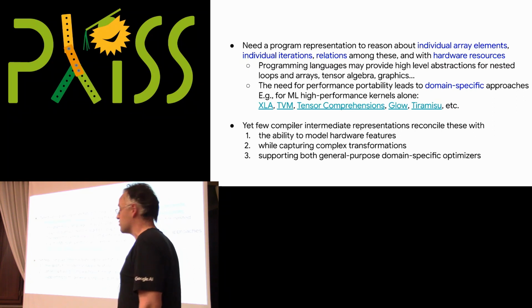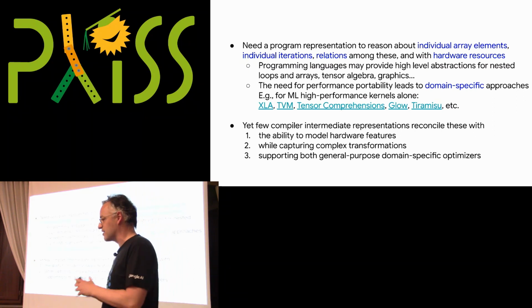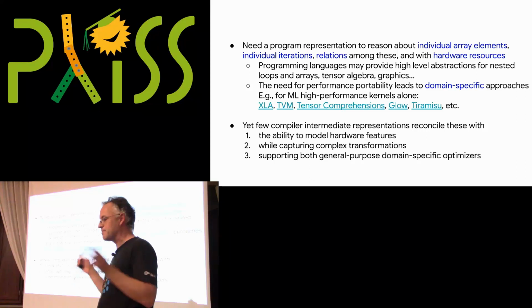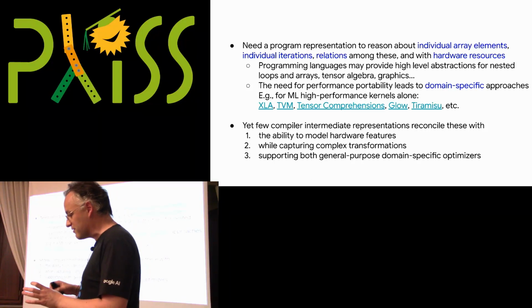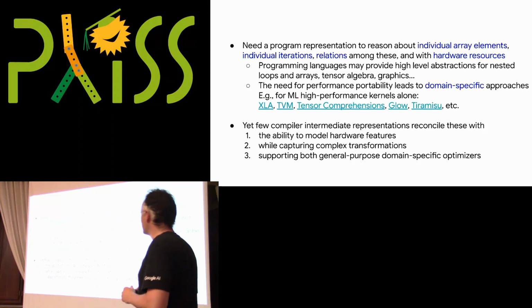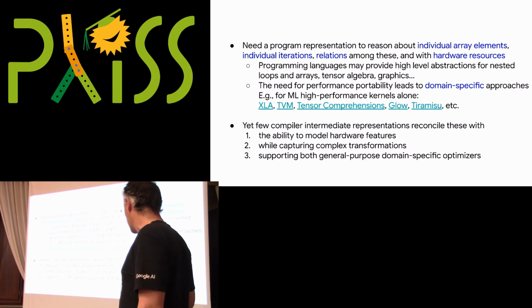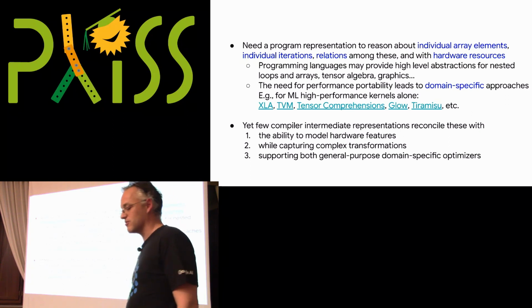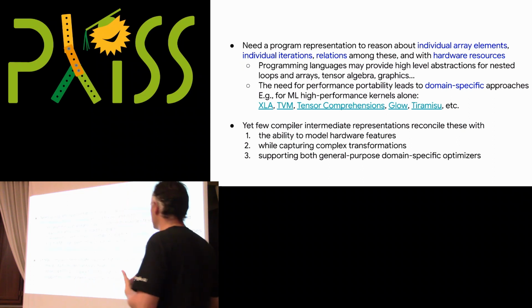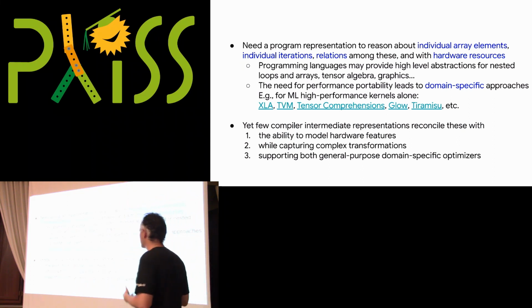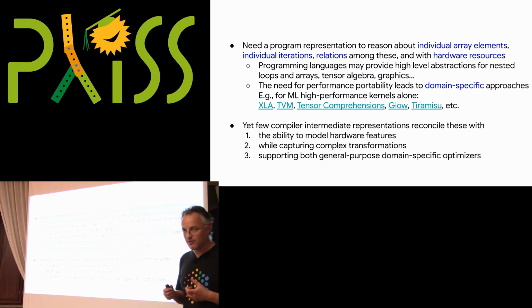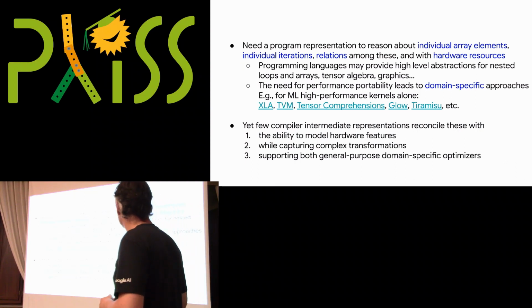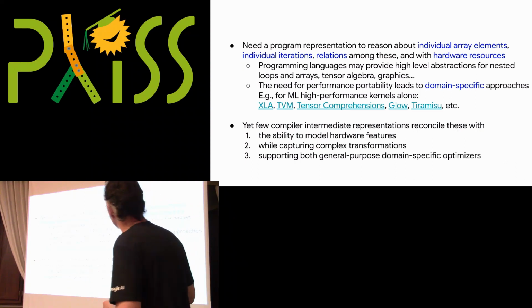Same thing about loop iterations. You don't want to see loops as one big combinator that maps or reduces things. You want to do maybe individual things at individual iterations. Also relations between these, and relations between iterations and array elements with hardware resources. So the mapping of those computations and data to the specific threads and blocks and whatnot has to also be modeled in the compiler in a symbolic way. Symbolic because we generally don't know the sizes of everything.